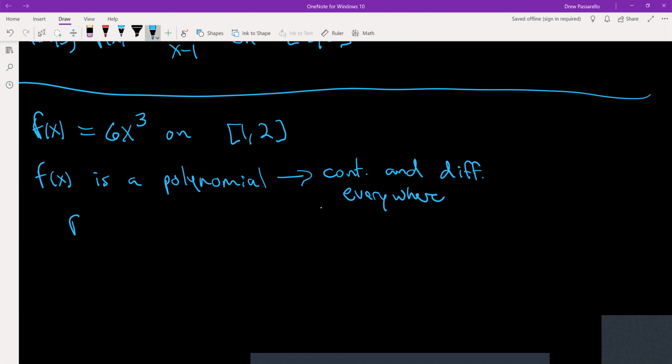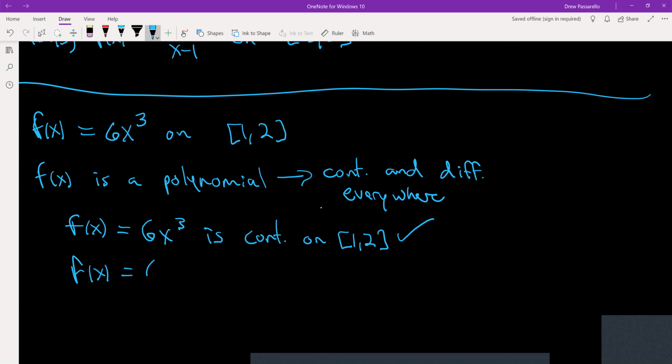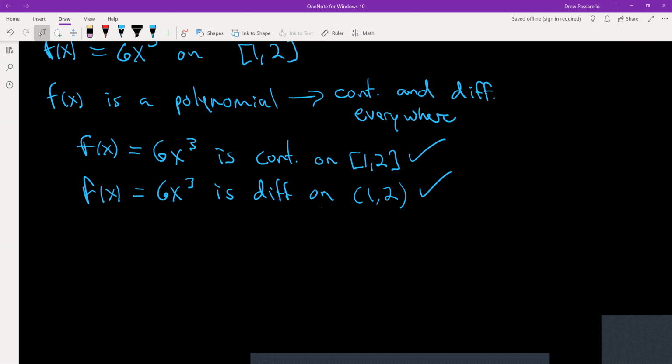So the first condition, f of x equals 6x cubed, is continuous on the closed interval 1, 2. And then differentiable on the open interval. All right, so those two conditions hold. So now I can apply the mean value theorem. And I abbreviate mean value theorem as MVT.